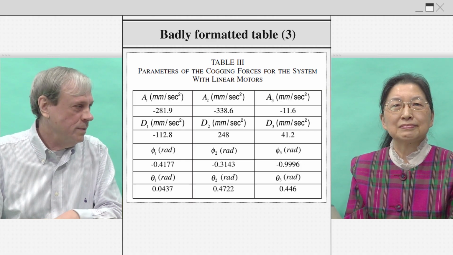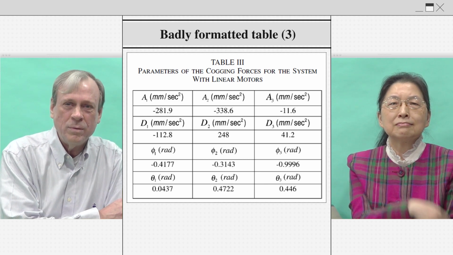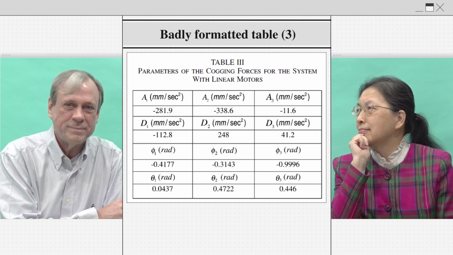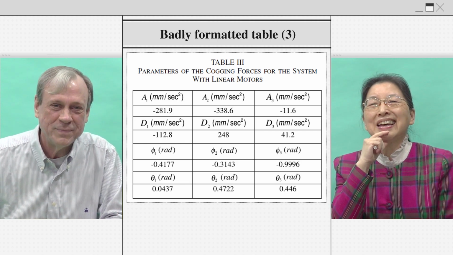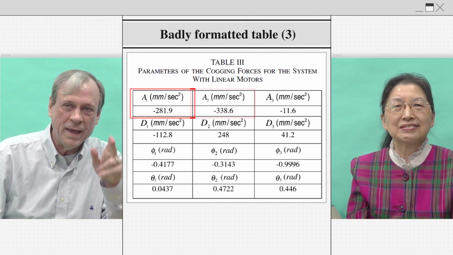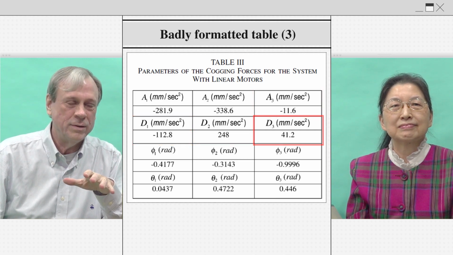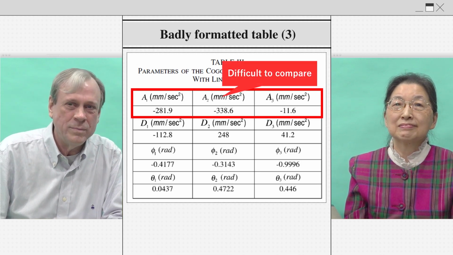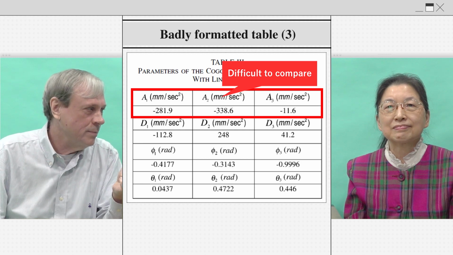And here's another one. If you were to look at this table, could you figure out what you're supposed to be comparing? No. It took me a while too, so don't feel bad. They're comparing A1 to A2 to A3, D1 to D2 to D3, etc. And so they just put this in a random table, but it's very difficult to compare.